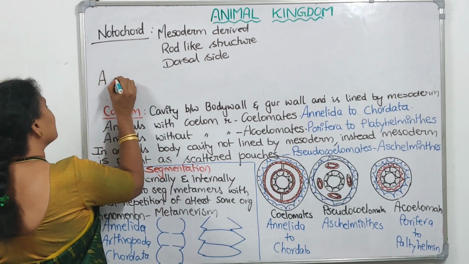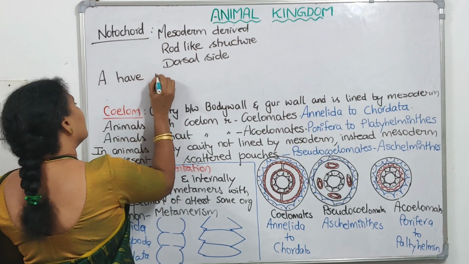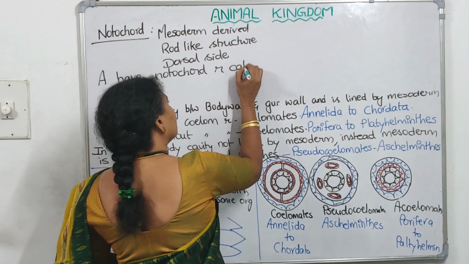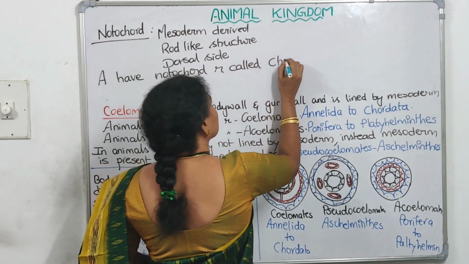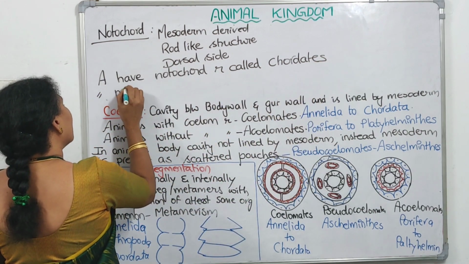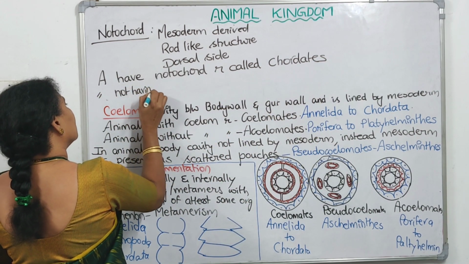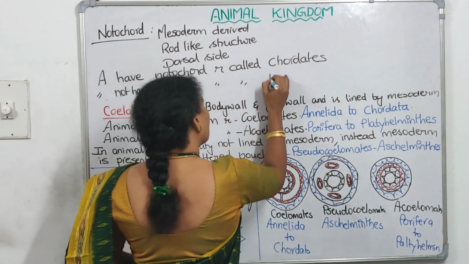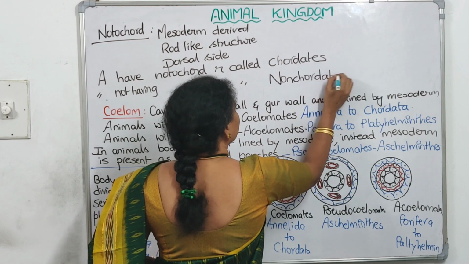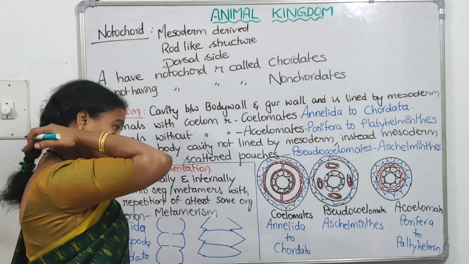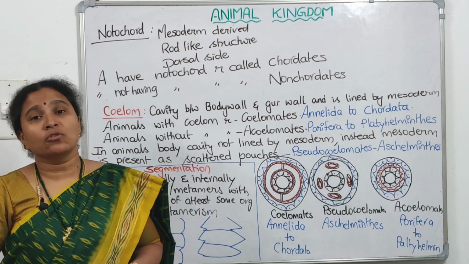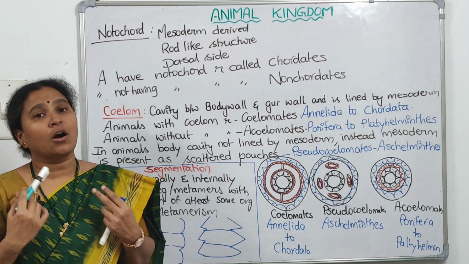Now, animals having notochord are called chordates. Animals not having notochord are called non-chordates. The animals which have this rod-like structure on the dorsal side are called chordates. The animals which don't have notochord on the dorsal side are called non-chordates.